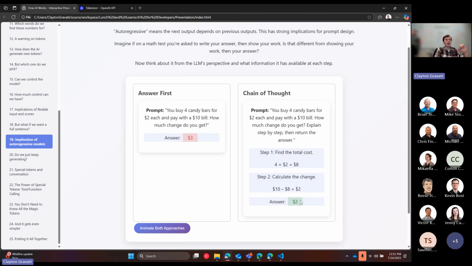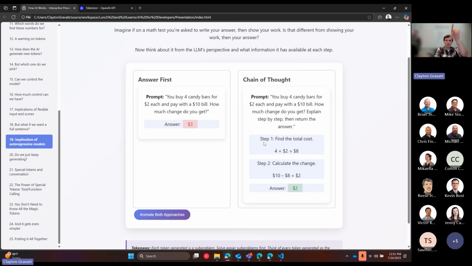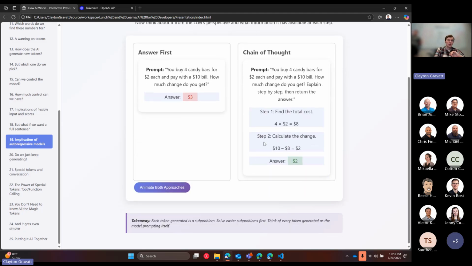When it's generating that final output token of the answer at the bottom there, it can look at those previous output tokens that it's done along the way, that it can look at its work, so to speak. And this is very important: you should think of each token being generated as a subproblem, and you can solve those easier subproblems first and build onto it. You should think of every output token as input to the model itself.